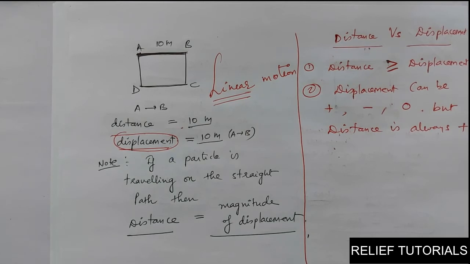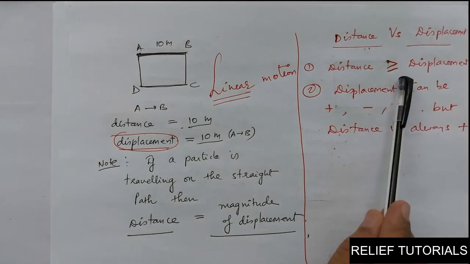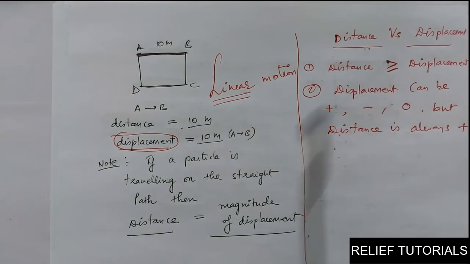Second statement, its magnitude is greater. They are talking about the displacement's magnitude. Its magnitude is greater than the distance. So again this statement is false, because the magnitude of displacement can never be bigger than the distance. Distance can be bigger than the displacement, but displacement can never be bigger than the distance. So both the statements are not correct for displacement.